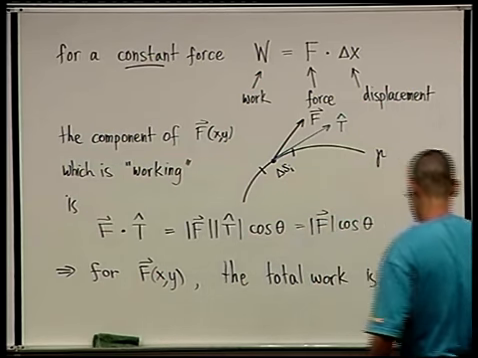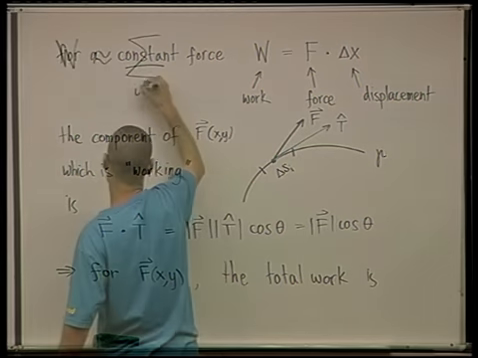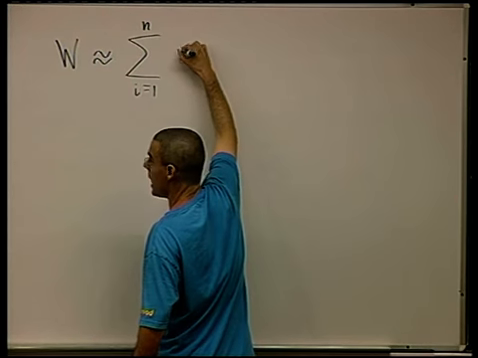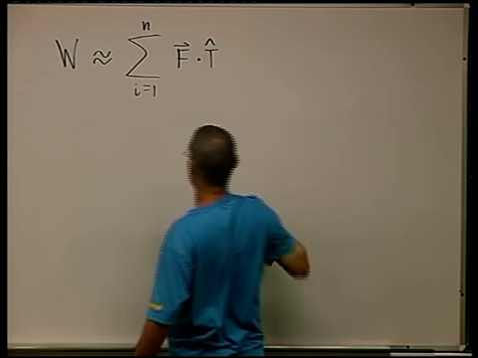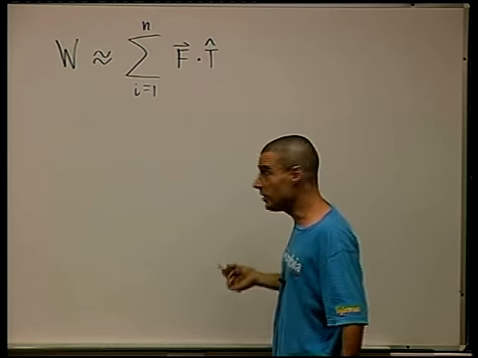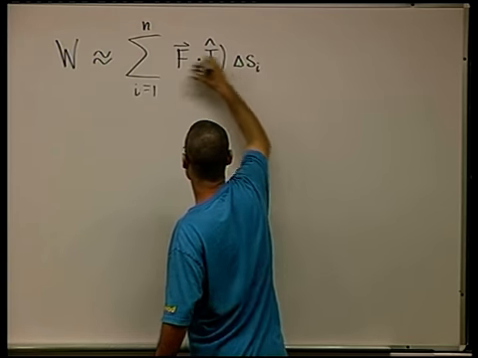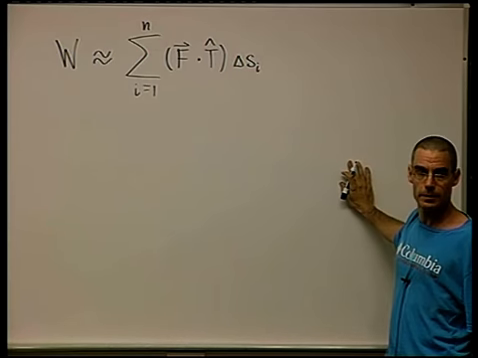So the total work W is approximated by the sum over all these little segments of F dot T, which is the component of the force that actually does the work, times the displacement. Do you agree? This is the approximation.